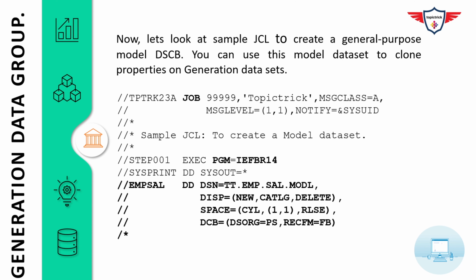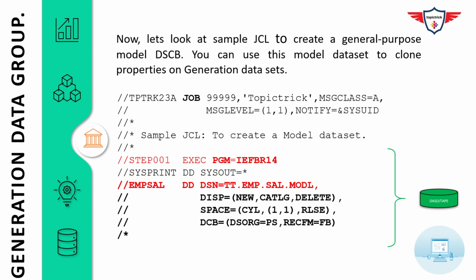Now let's look at the next JCL, which is used to create a model dataset. So again, the first two lines are a job card, which is information related to a job. Then you have the next three lines used for including comments, and then I'm using the IEFBR14 utility. This utility is creating a model dataset, or it's generally a simple file. I'll be using this model dataset to clone the properties of my generation dataset, right?